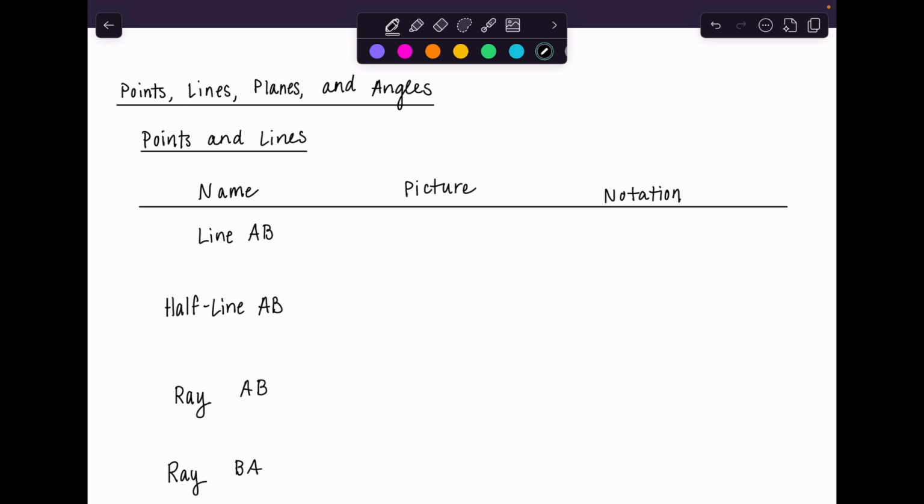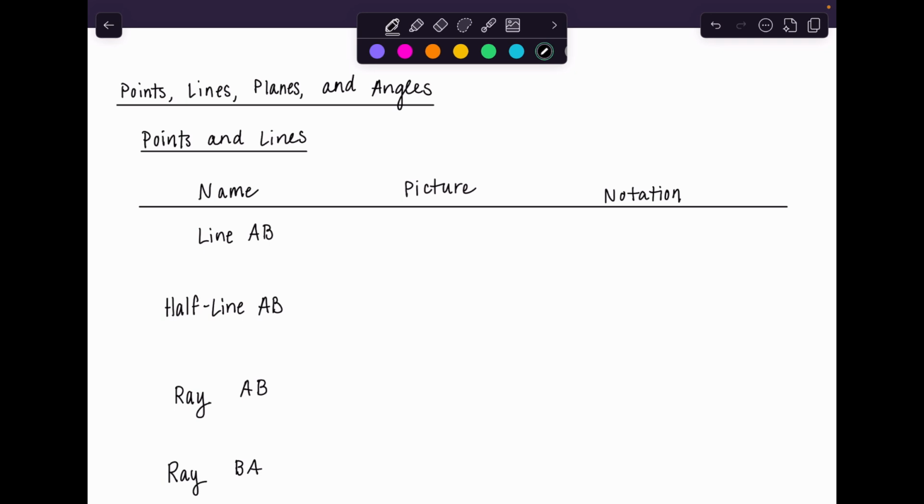Then we'll jump into 3D and we'll talk about areas and volumes and surface areas of a lot of different figures. So our first section kind of deals with just one-dimensional and a creep into two-dimensional things. So we're going to be talking about points, lines, planes, and angles.